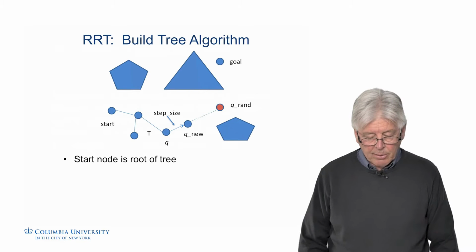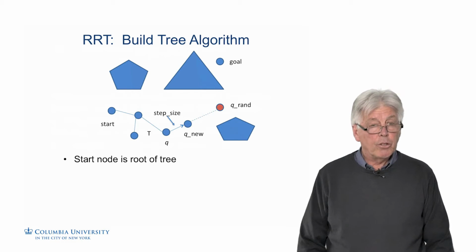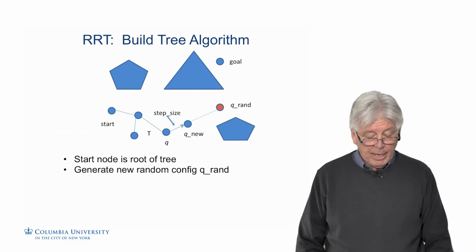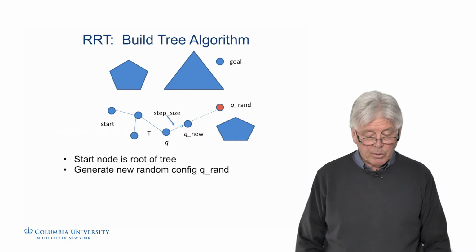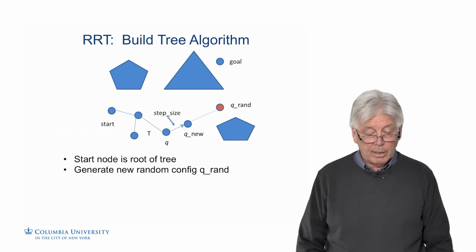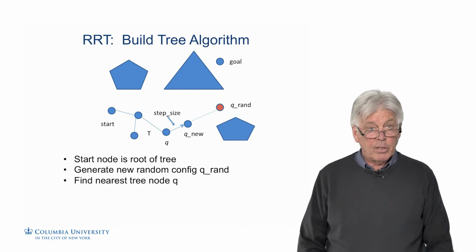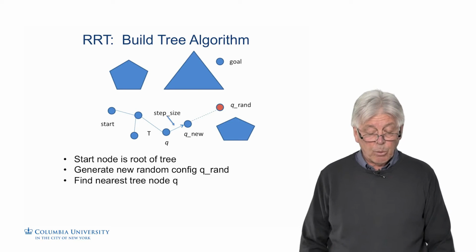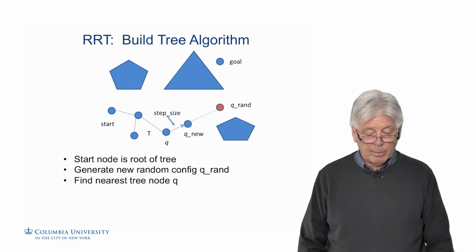So let's take this group of obstacles, and we're trying to navigate from a start to a goal. And you can see the start is the root of the tree. So we'll start there. And then at each step, we're going to generate a new random configuration QRand. And so you can see we've built a few nodes of the tree already, and now we generate a random configuration QRand, which is the red dot in the image. We find the nearest tree node. So this is where the nearest neighbor computation is important. And again, the distance function between the two nodes is used to find that nearest neighbor.